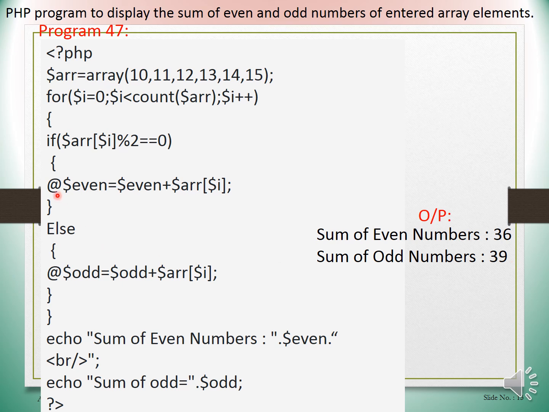Here @rate can be used here. It is optional, but it can be used. Therefore, I have added here @rate. It is not compulsory to use the @rate here. And this is the simple logic to find out the even and odd numbers addition.